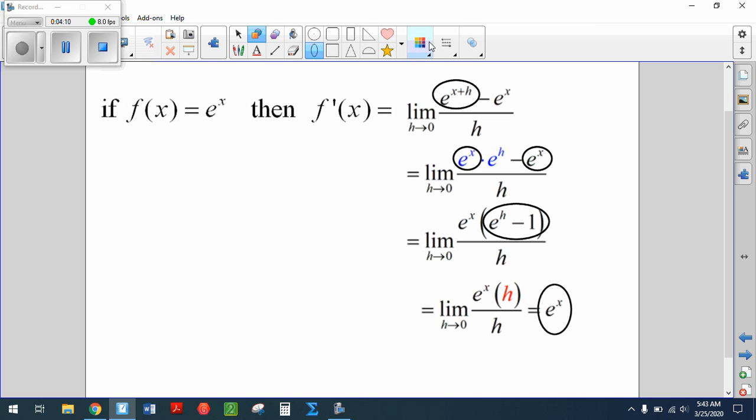So what we just showed is that the derivative of e to the x is itself. It's the only function that if you take the derivative, you get exactly it. So the derivative of e to the x is e to the x. So it's kind of easy to remember.